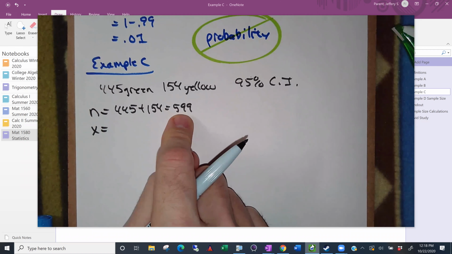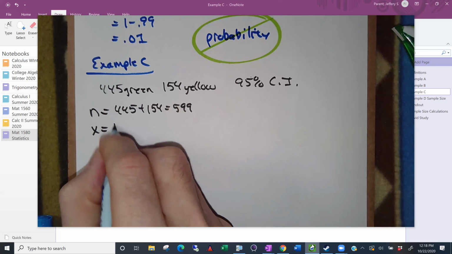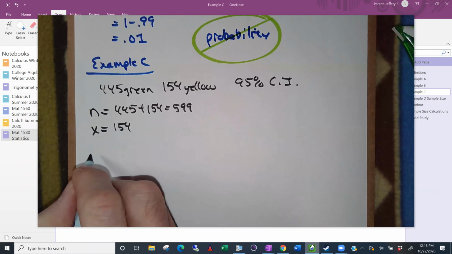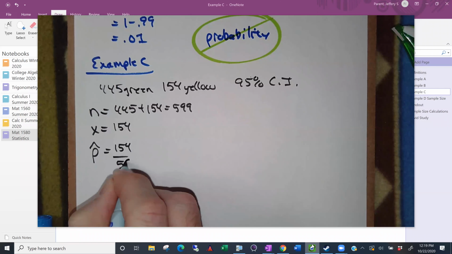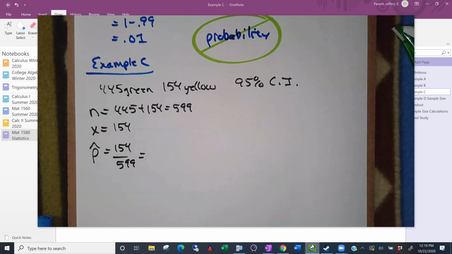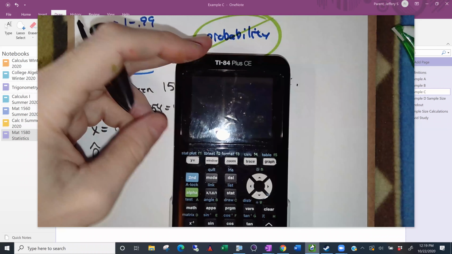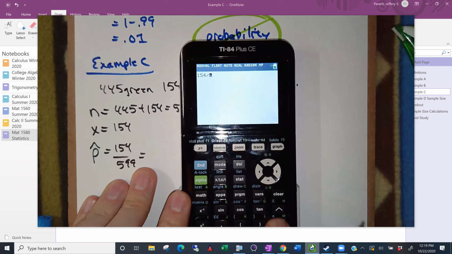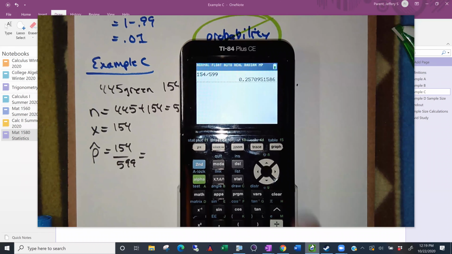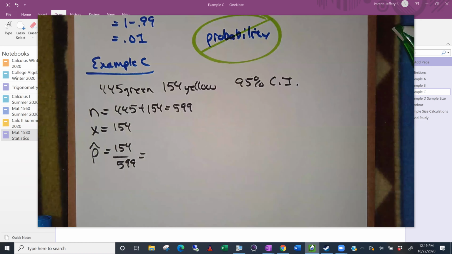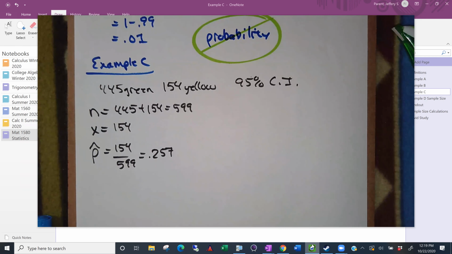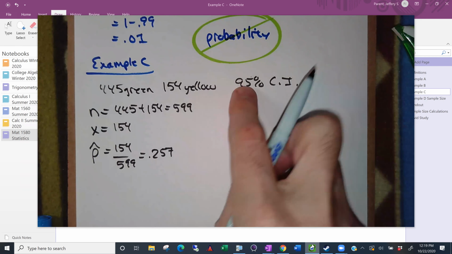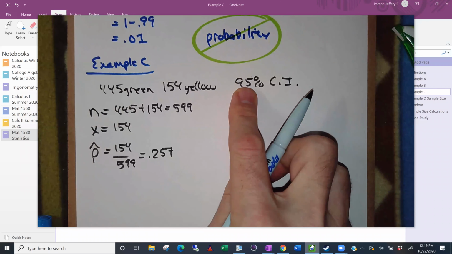How many successes did we have? 154. Yeah, 154 of them were yellow. So your proportion of successes is 154 over 599, so a little bit less than 26%. Let's see here, 154 divided by 599. Oh yeah, 25.7%. So 0.257. All right. And we wanted a 95% confidence interval, so that's pretty easy.